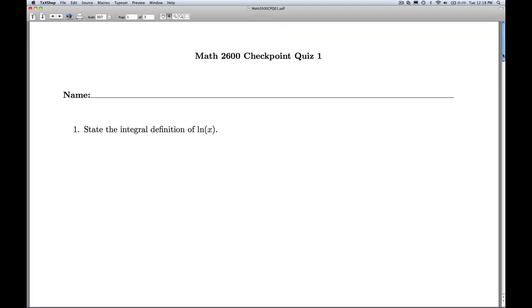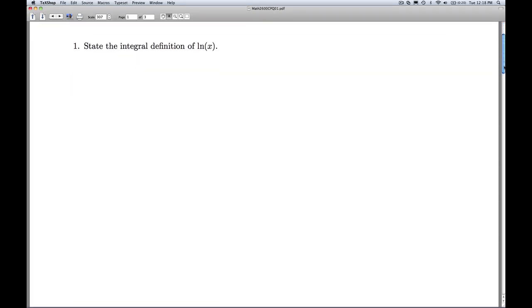Hi folks, this is Calc 2, Checkpoint Quiz 1. Number 1, we're asked to state the integral definition of the function natural log x.